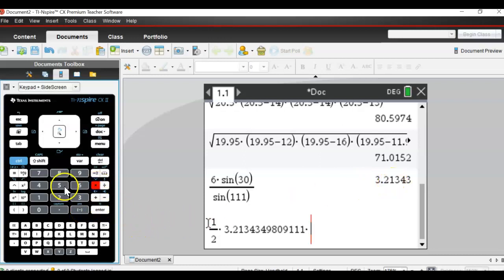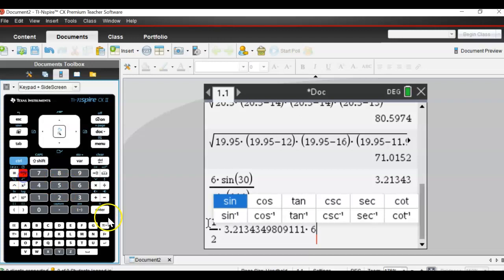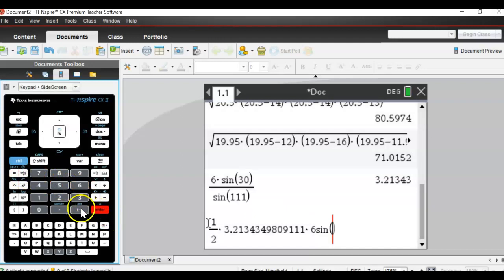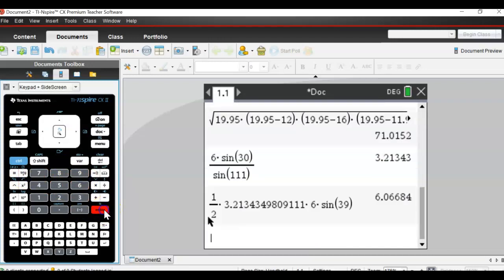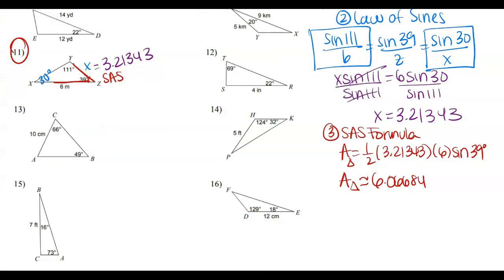Okay, continuing on, we're going to multiply this by 6, and then we're going to do the sine of 39 degrees. Okay, so that's going to give me the area of my triangle. It's going to be approximately 6.06684. So I'm going to go back to my page. So on my page, I did write this out.